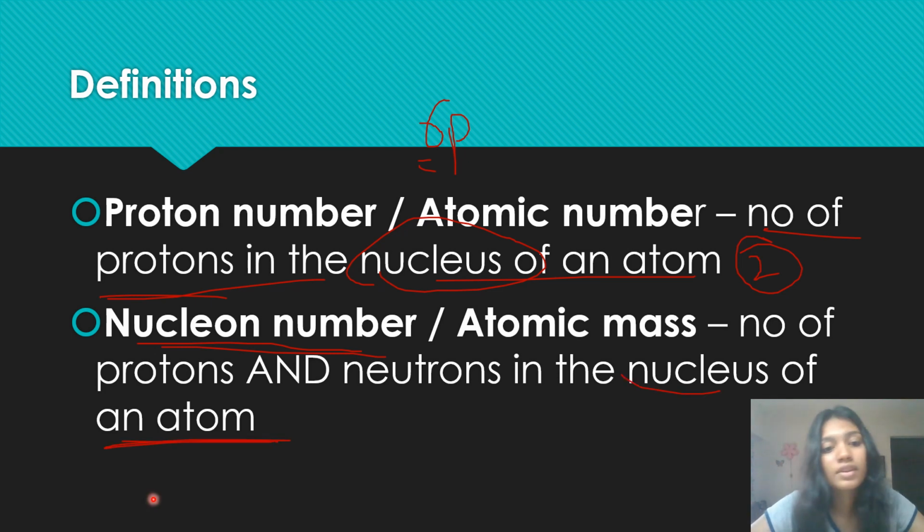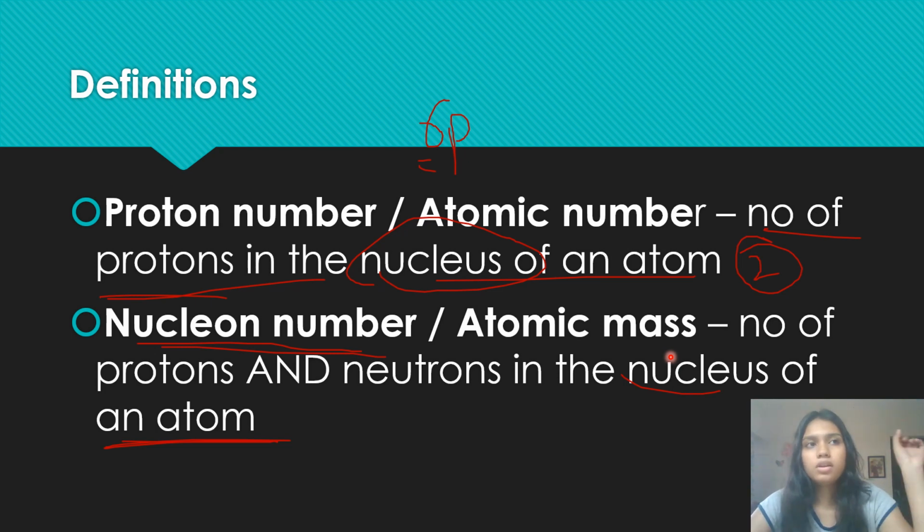Now, another important thing is that nucleon number is synonymous with atomic mass. Why is it synonymous with atomic mass? It is synonymous because the mass of an atom will only come from its protons and neutrons. Electrons, as we discussed earlier, have a negligible mass of 1 by 1840. Negligible mass means we don't count it. That means the mass of an atom will only come from the nucleon number, from the protons and neutrons, which is why nucleon number and atomic mass are synonymous.